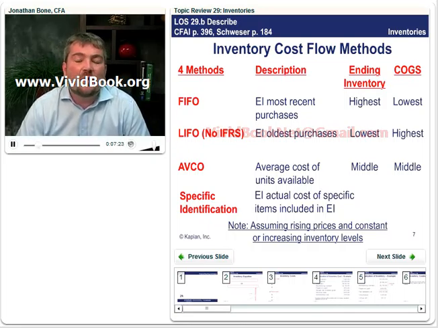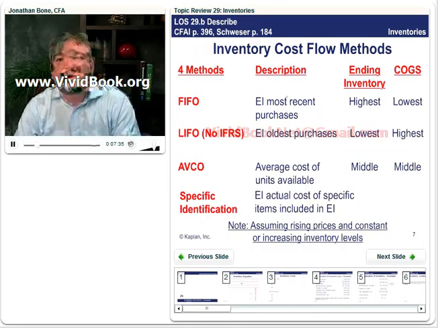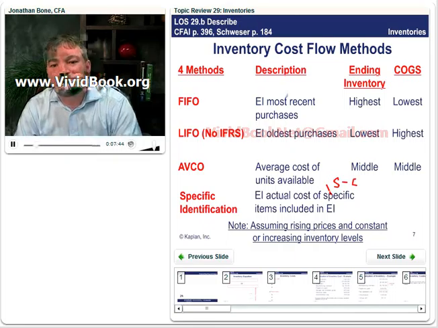Now AVCO, or average cost, says I've got no idea whether I've sold old or new items, they all look the same, so what we're going to try and do is work out a standard cost, if you like. What we do is we take our receiving raw materials and selling finished goods, and our gross profit margin, gross profit over revenue, where gross profit is sales minus your cost of goods sold.